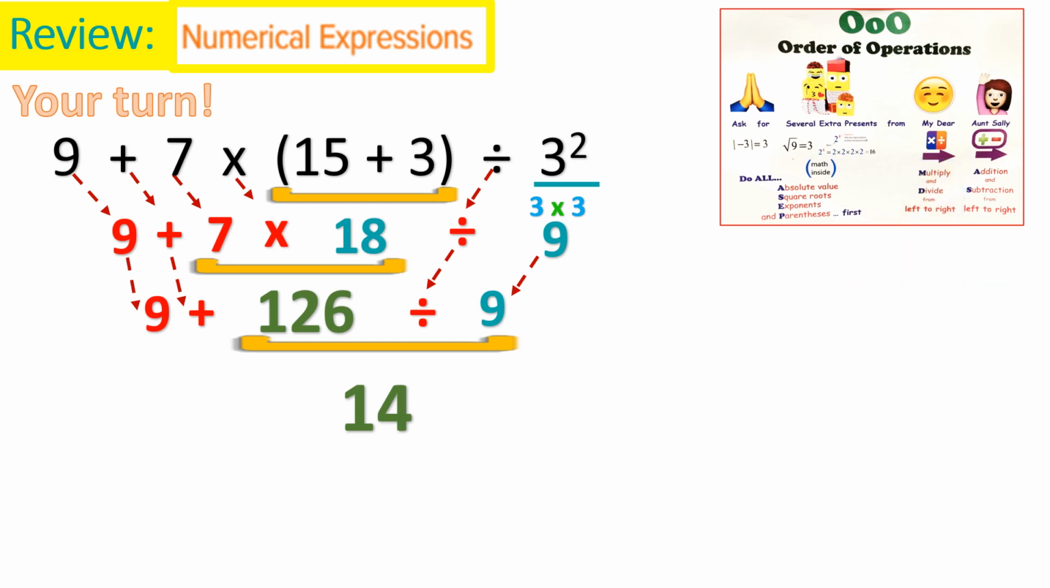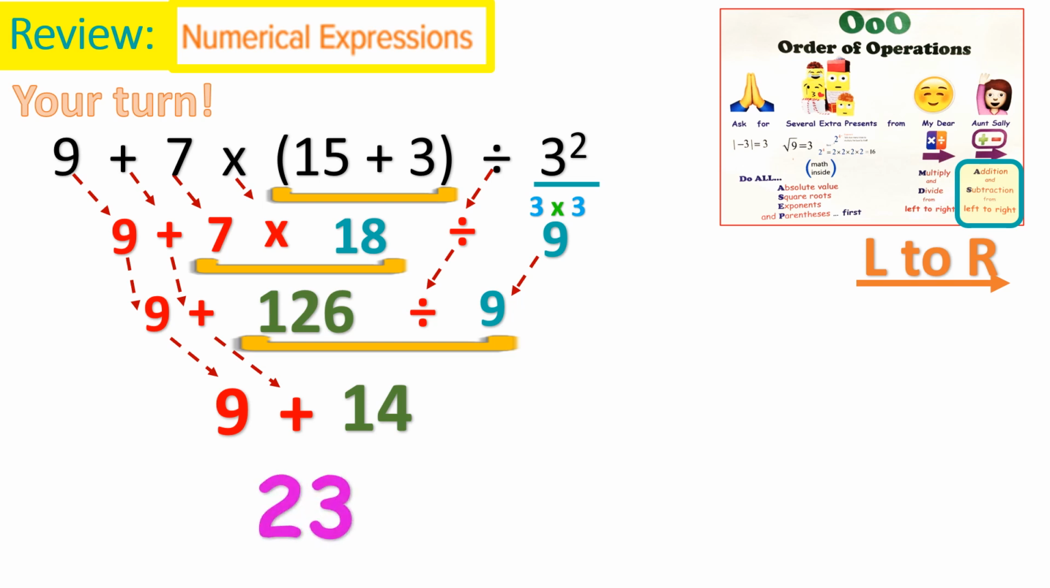Then I bring down my 9 plus, and when I take 9 plus 14, then I'm doing my last step of adding and subtracting from left to right, and I get 23. Did you get to the right answer? Did you figure out why you didn't get to the right answer if you didn't? Well, if you can't figure it out, come and ask, and I'll help you through it.